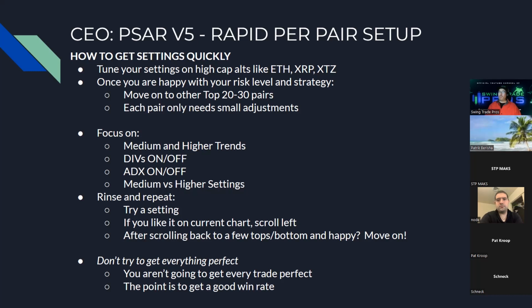If you can get it to work on XTZ, you'll very likely be able to get it working on other pairs. Okay, so once you've set up those different pairs, and we're going to go through that in a second on the charts, once you're happy with what you have, then you can start going to other pairs, and really don't go for the shit coins, right? The top 100, top 200, whatever it is.